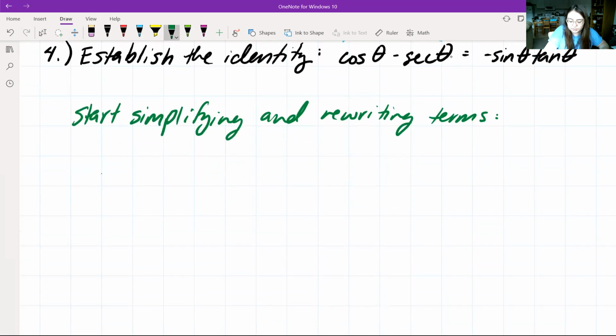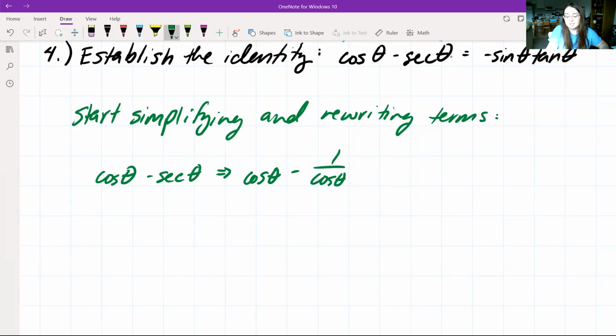So if we have cosine of theta minus secant of theta, there's no clear way that we can rewrite cosine of theta just yet, but we can rewrite secant of theta, which we know is just 1 over cosine of theta. So now we have both terms in terms of cosine. So we can now combine our two terms into just one term. And in order to combine them, we would need to rewrite cosine of theta as cosine squared of theta over cosine of theta, minus 1 over cosine of theta.